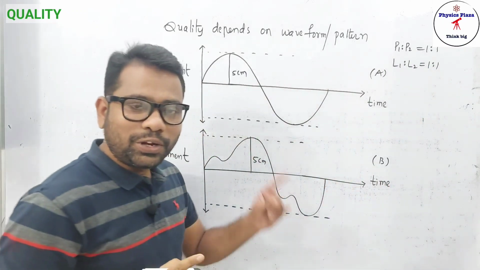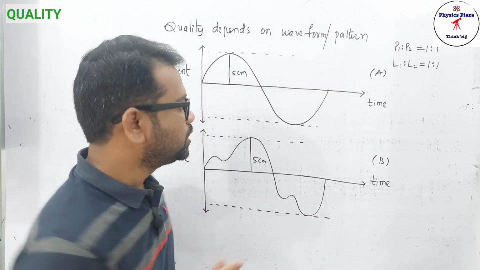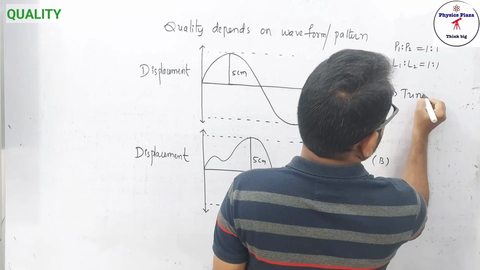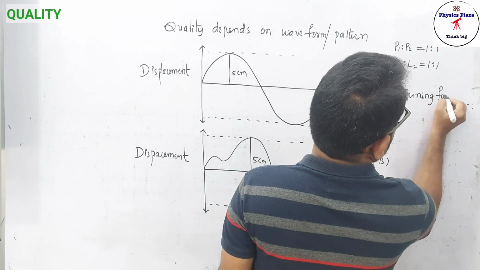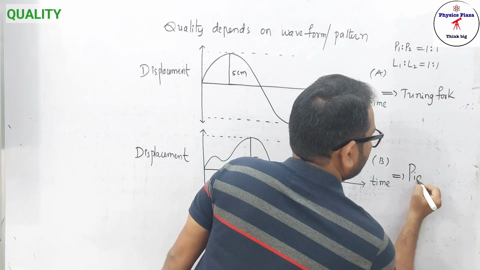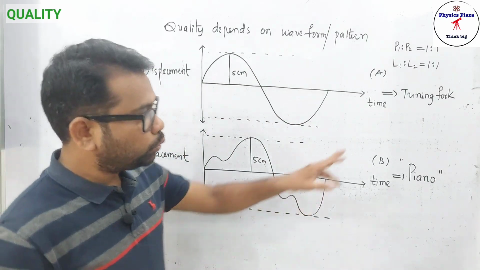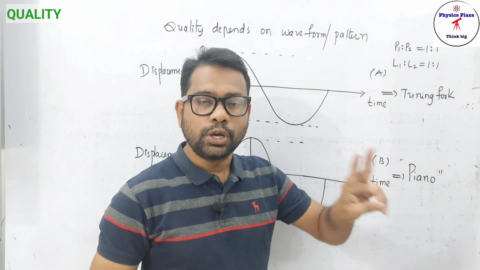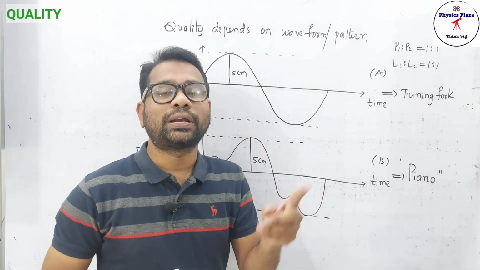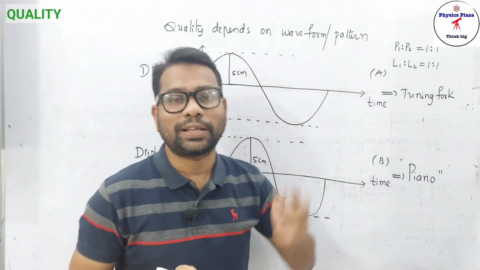But children, do you think that the wave pattern is the same? No, the wave pattern is not the same. That's what I'm trying to tell you. This is a sound wave produced by a tuning fork, whereas this is produced by a piano. So that's what I'm telling you. Two different instruments can produce two sounds with the same loudness and the same pitch, but not with the same quality, because they differ in the waveform or wave pattern.